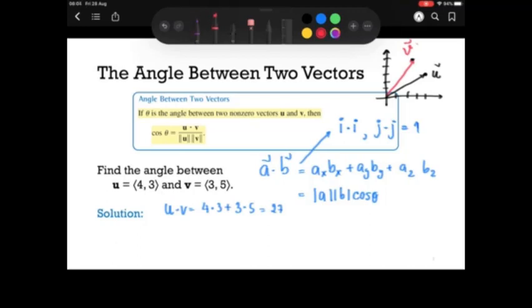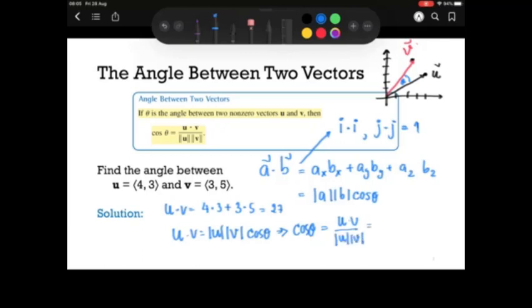Because they can be defined in terms of two definitions, we can use these two definitions together to find the angle between these two vectors by using u dot v equal to the magnitude of u and the magnitude of v times cos theta. So cos theta will be equal to u dot v over the magnitudes of these two vectors.